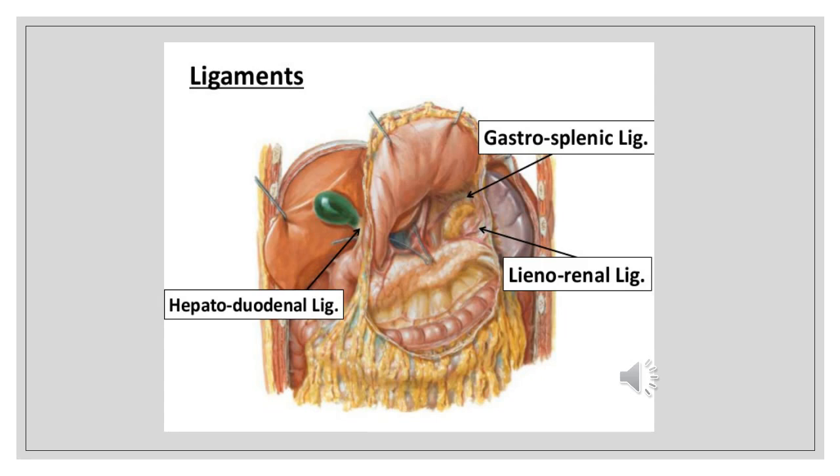So these are some of the ligaments which connect the viscera, and the viscera can also be connected to the abdominal wall. These folds of peritoneum are called ligaments.